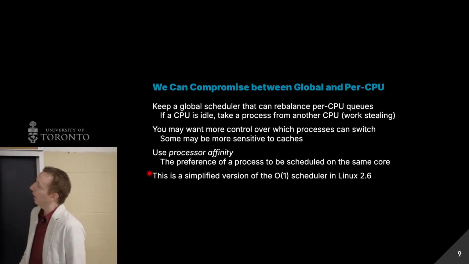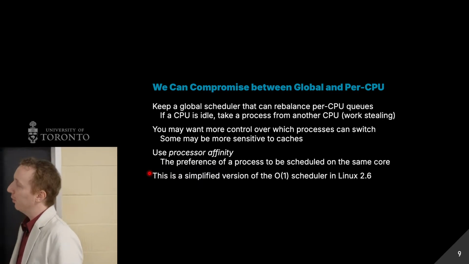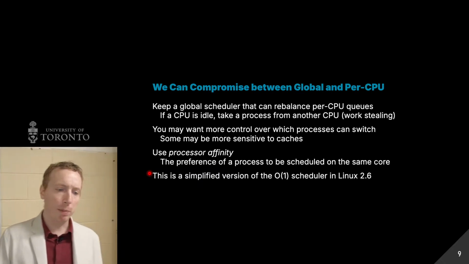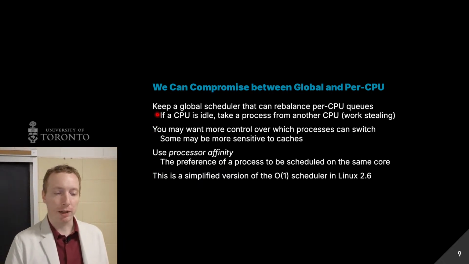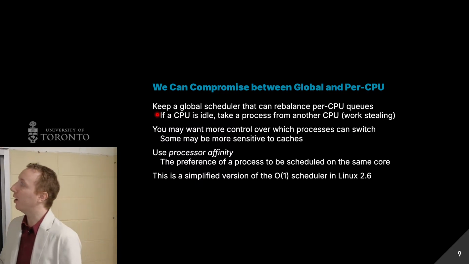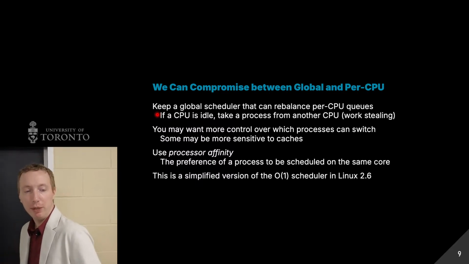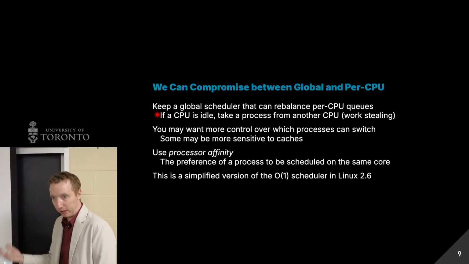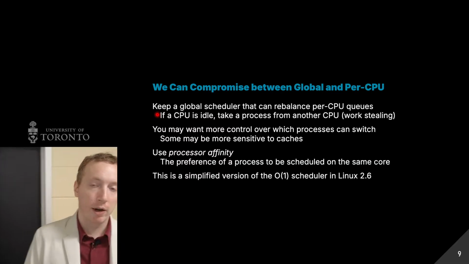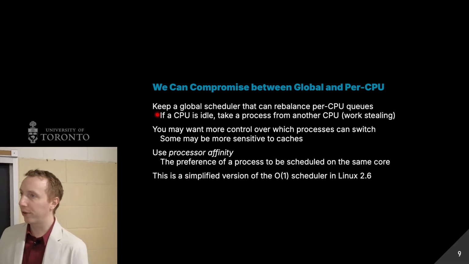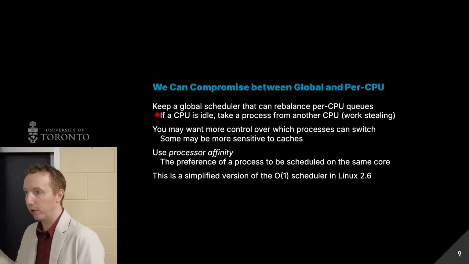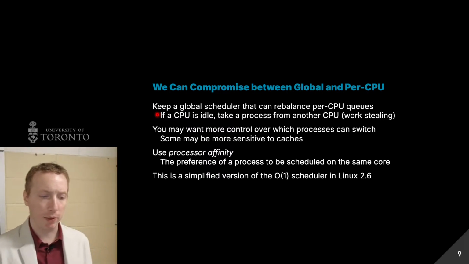So an easy solution, an easy band-aid for that, is I can have a little bit of a compromise. I can keep that global scheduler and also allow it to rebalance CPU queues. So if a CPU is idle, so it's out of processes to run, then I can do something called work stealing, where I just take a process from another CPU core in order to better distribute the load.